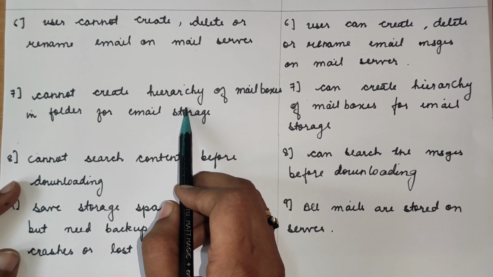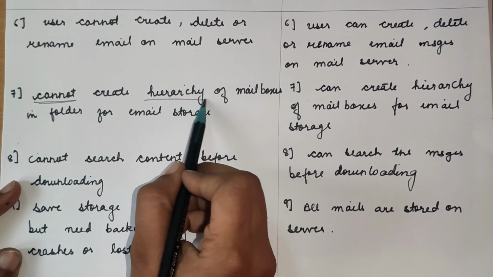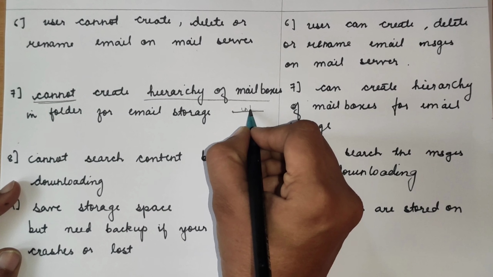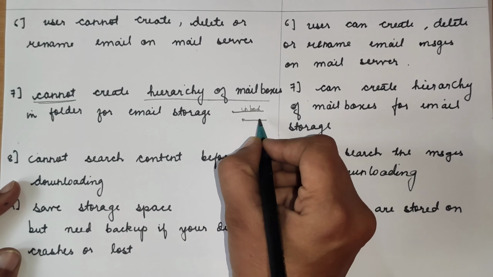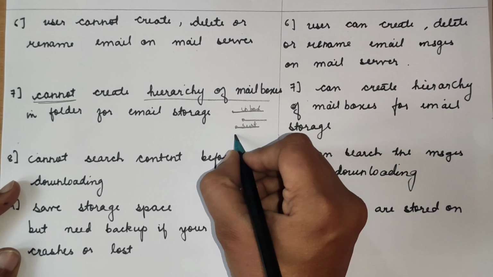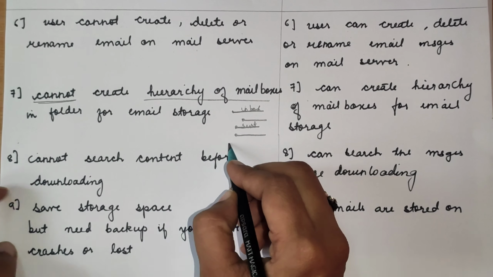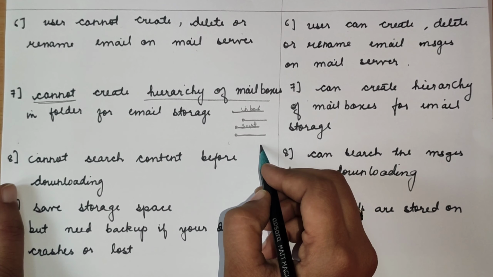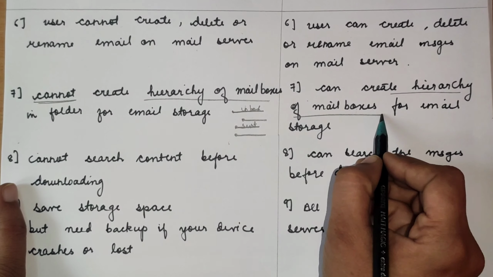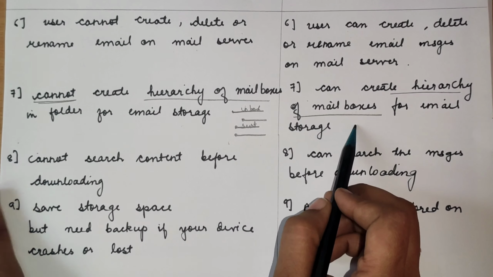Next is, here we cannot create a hierarchy of mailboxes in the form of folders. Like we have an inbox, and in the inbox you can have some other folder, sent mail, or you can have archive. So in POP3 we cannot have this kind of hierarchy, whereas in the case of IMAP we can have a hierarchy of your mailboxes. POP3 does not provide it, and IMAP provides it.